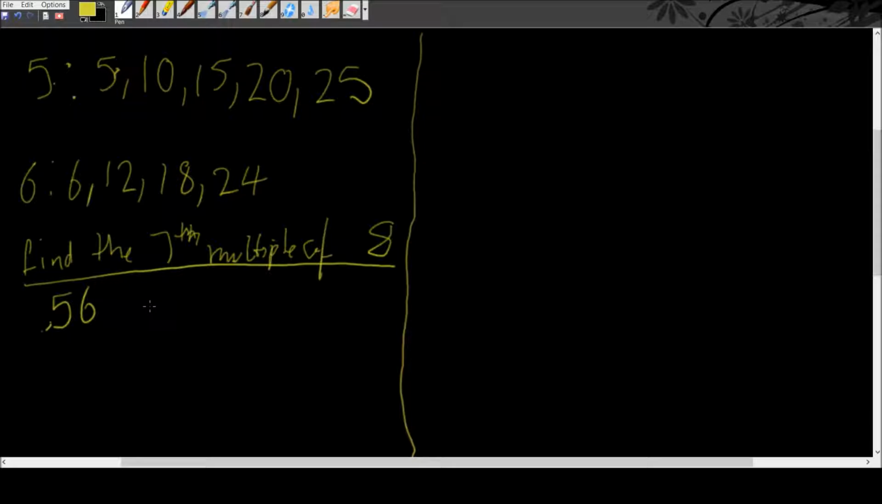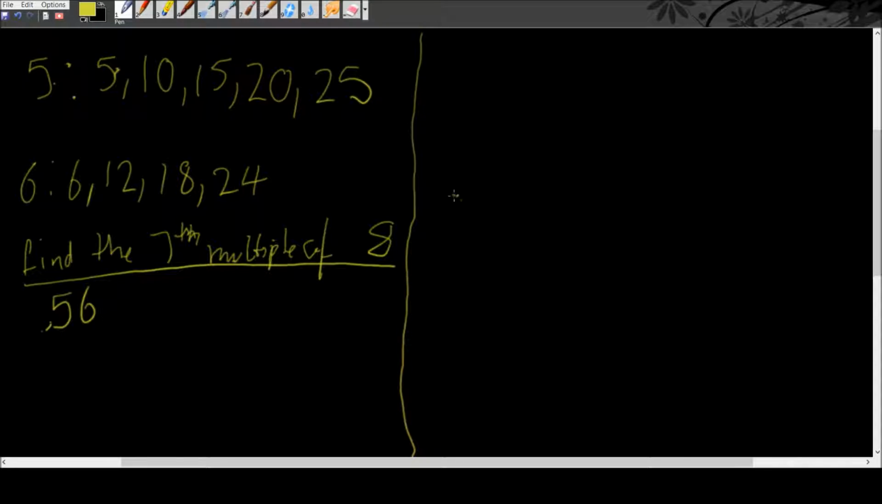So sometimes you can be given questions like that. They may ask you to find the 7th and find the 11th, or find the 2nd and find the 4th, or find the 100th multiple of a number, okay? So it's not too bad, it's not too hard, to be honest. It's just basically your multiplication, your times tables, okay?